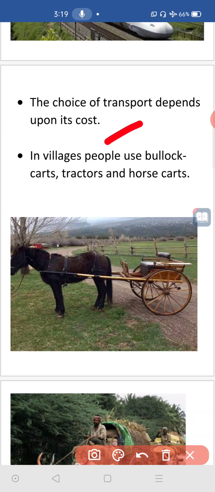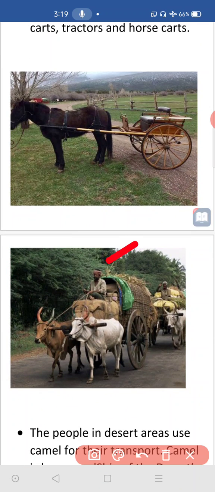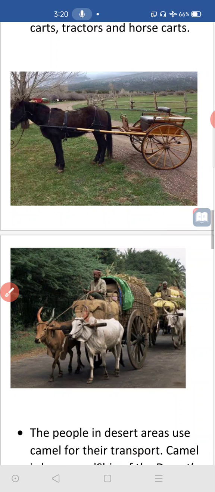Then in villages people use bullock carts. Here are bullock carts. See, for example, here is a horse cart and here is a bullock cart. Ettin gadi and kudre gadi. It is a bullock cart, we call it ettin gadi. Horse cart we call a kudre gadi. So people use these two means of transport especially in villages.